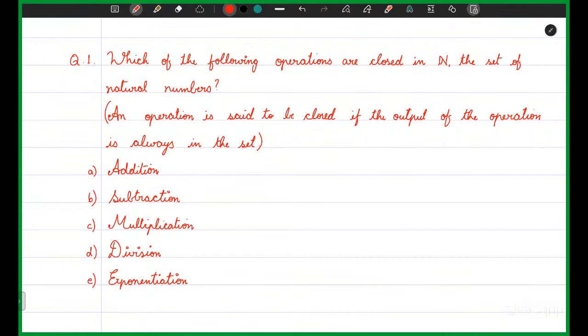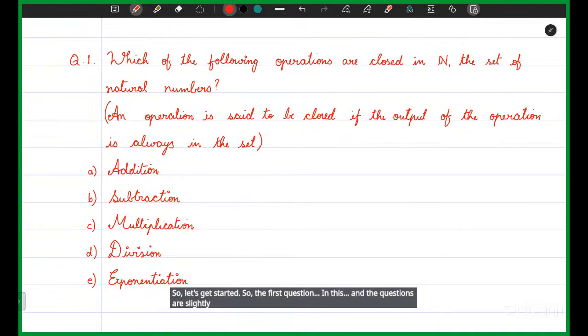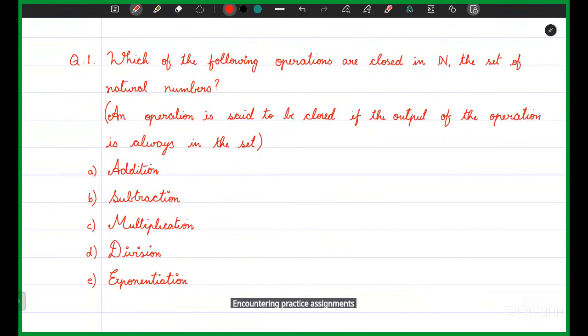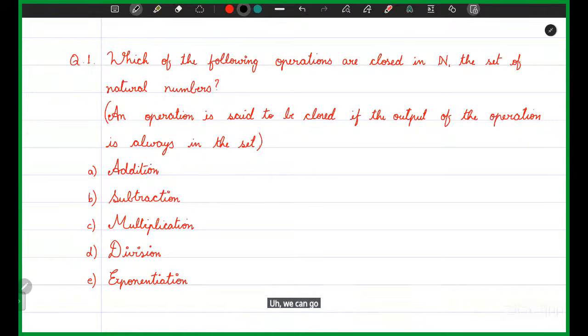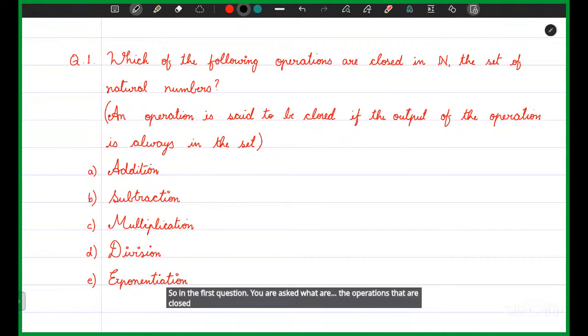The questions are slightly of a higher level than what you typically encounter in practice assignments and so on. I just kept the level a bit higher so that we can go through something which you possibly have not seen. In the first question, you're asked what are the operations that are closed in the set of natural numbers. I hope by now everyone knows what the natural numbers are. And then there are certain operations defined on them, right? Addition, subtraction, multiplication, division, exponentiation are five of the many examples of operations that can be defined.